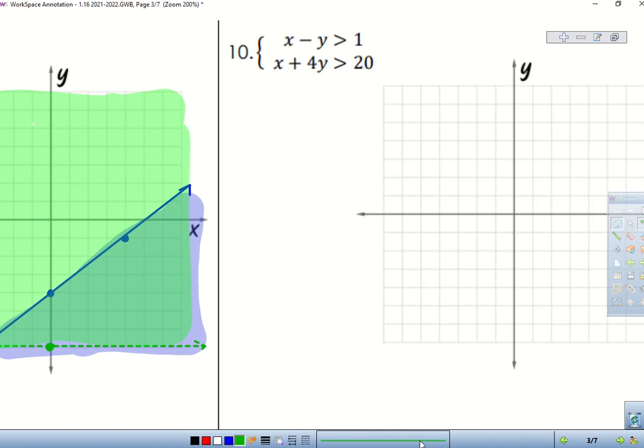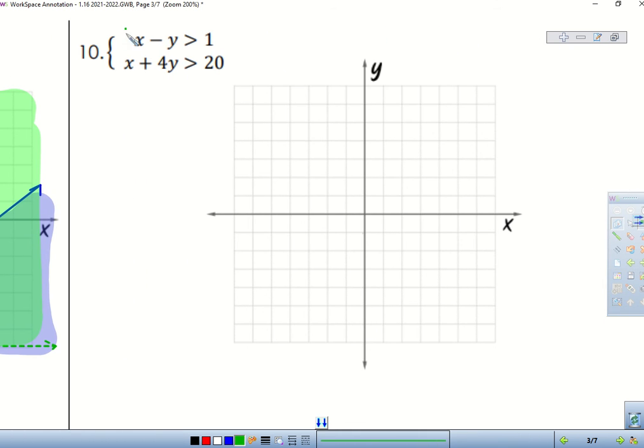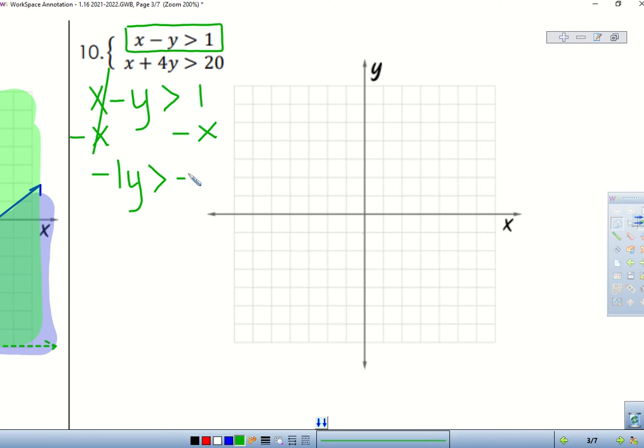So let's go ahead and try the next one. First thing I'm going to need to do is get this into slope-intercept form. So I'm going to start by rewriting it. Then I'm going to subtract x on both sides. That's going to give me negative 1y is greater than negative x plus 1. I'm going to divide both sides by negative 1. And when I divide by a negative, I need to do what with my inequality? Flip it. So this becomes a negative divided by a negative, which is a positive 1, minus 1.